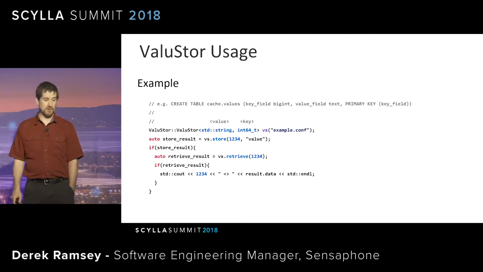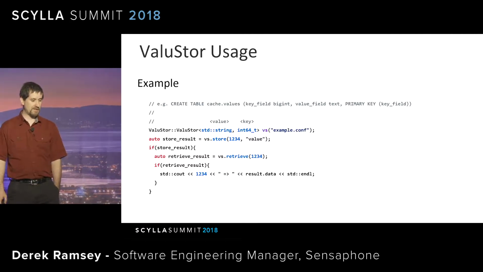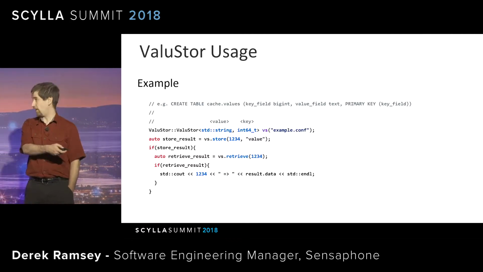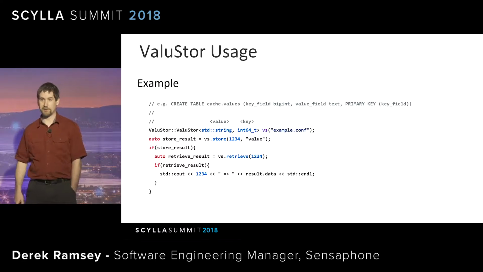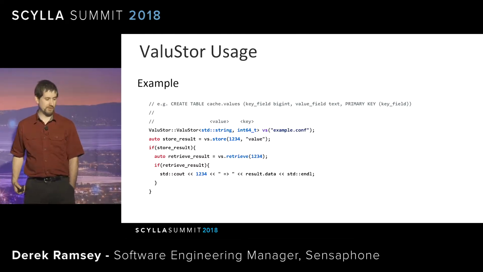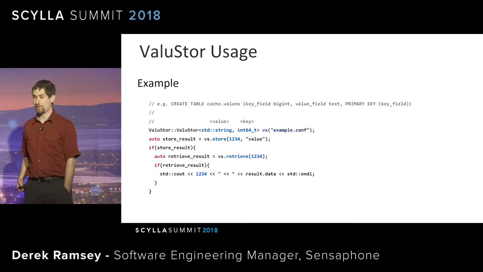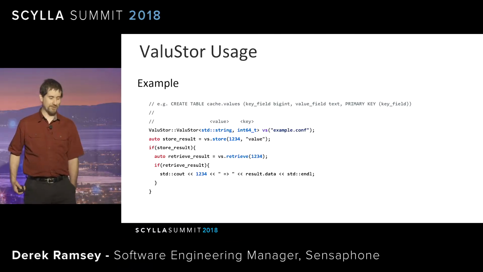And here's the usage. Incredibly simple. Instantiate an object. You can alternatively pass in a configuration file. But here in this example, we take a key and a value and we store it. We check to see if the result of the storage was successful. Most of the time it will be. The retries happen automatically, you don't have to intervene. Then I retrieve that result back out. If the result comes back successfully, then you can do something with it.